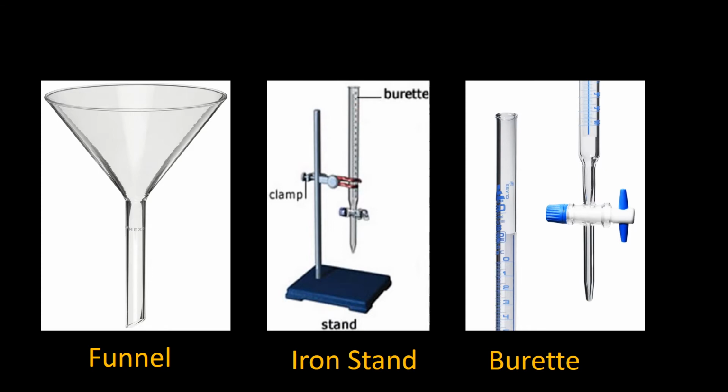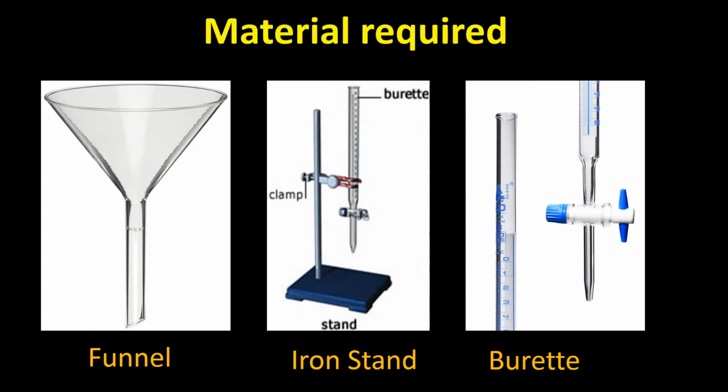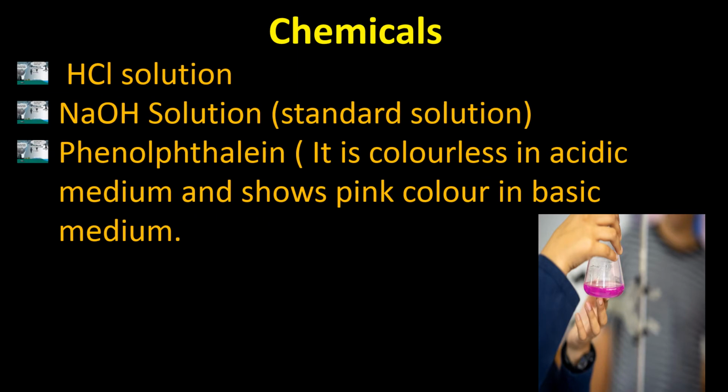And this is the burette, one of the most important apparatus of titration. Always remember that the solution present in the burette is known as titrant, a very important viva question. And the solution which we take in the flask is known as titrand. The burette is also calibrated so that we can easily measure the amount of solution used or present in it.